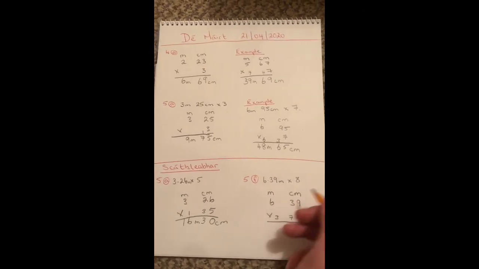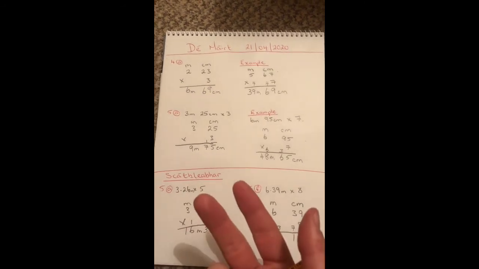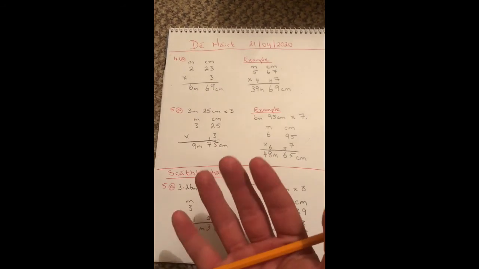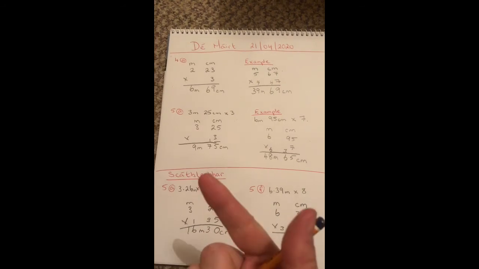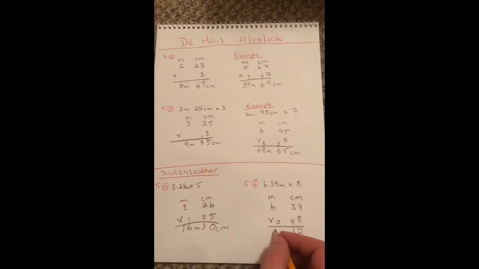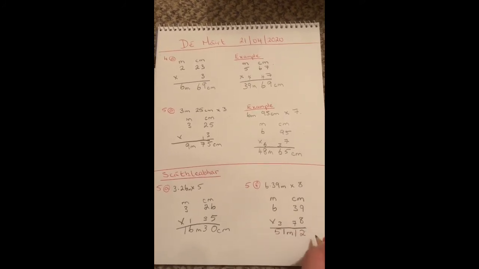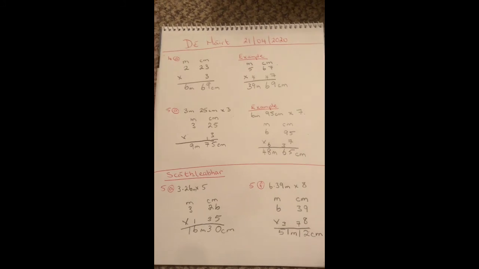And then our last job is 8 multiplied by 6. So we go 8, 16, 24, 32, 40, 48. So we've our 48 and our 3. So we'll add them together and we get 51 meters and 12 centimeters.